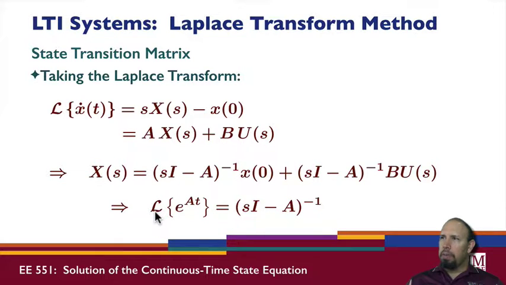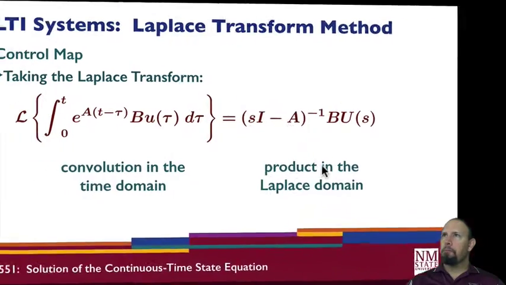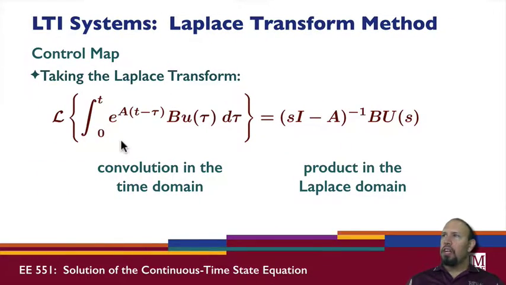We also see that the Laplace transform of e to the At is sI minus A inverse. Okay, so using transforms, this is the convolution in the transform domain. So in some ways, it's pretty straightforward to do. For the control map in general, we take the Laplace transform of all of this, we just get this quantity. So again, convolution in the time domain is a product in the Laplace domain.